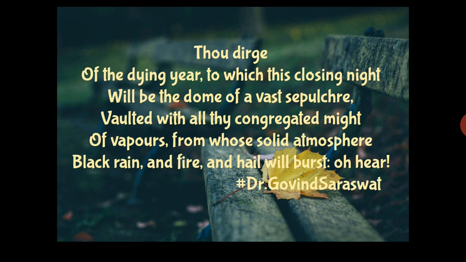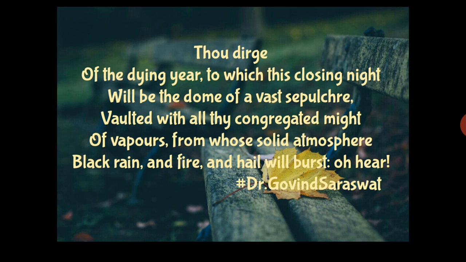Then he says, vaulted with all thy congregated might of vapors. The night which is spreading over the earth will be the dome of the year's tomb. As the year is dying, it will be entombed. So, what will be the dome of this tomb of the year? He suggests that the night which is spreading over the earth will be the dome of the year's tomb, and the dense clouds in the sky will form the ceiling of this vast grave.